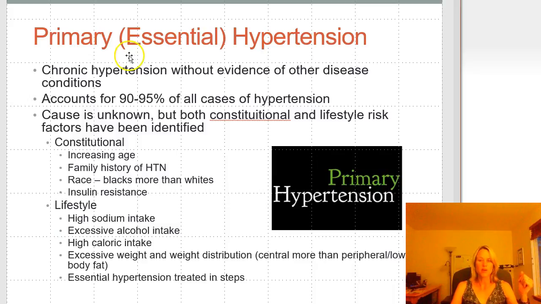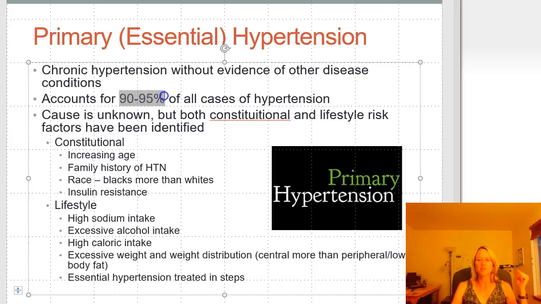So let's look at primary. Primary or essential hypertension makes up about 90 to 95% of all causes of hypertension. We don't really know the cause, but there are some risk factors: constitutional things that we can't change, and lifestyle risk factors, things that we can potentially change that put you at increased risk for hypertension. But as I mentioned, just increasing age is a really big factor. As we get older, our blood pressure tends to increase.